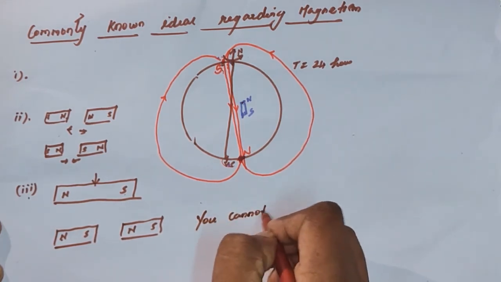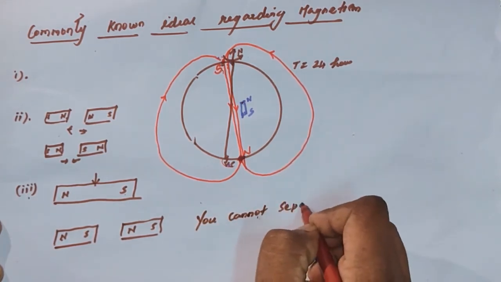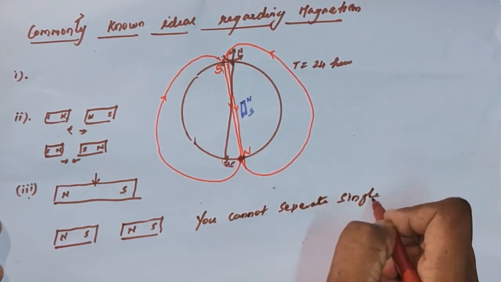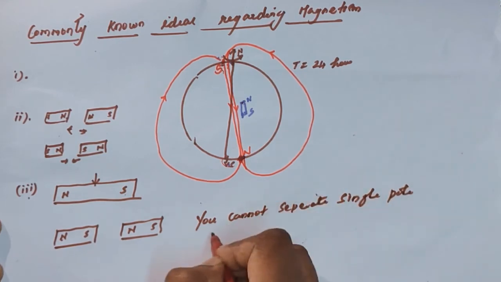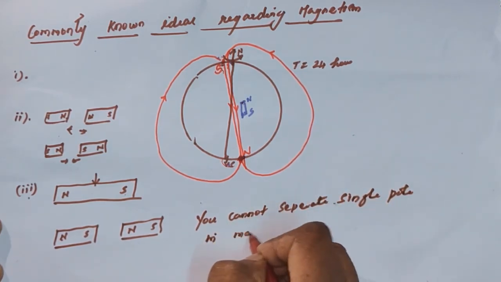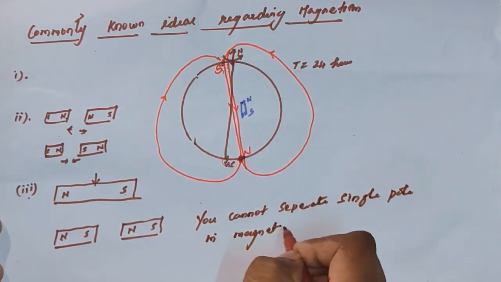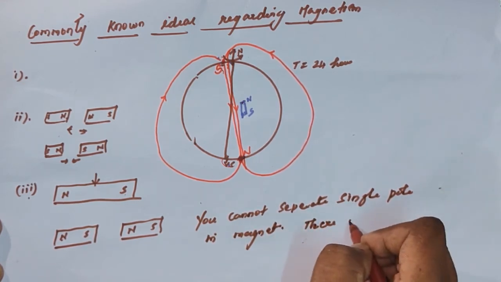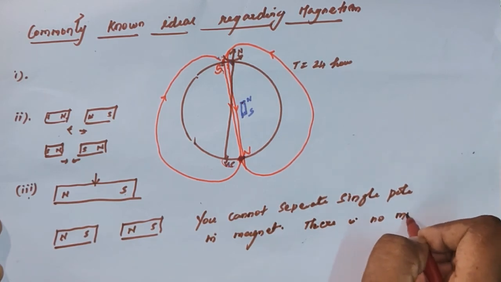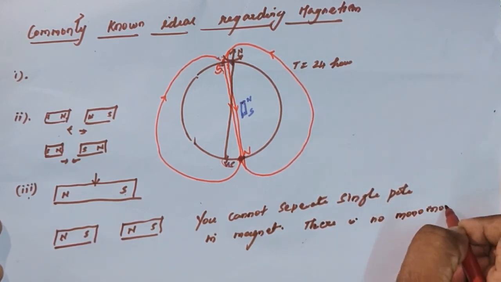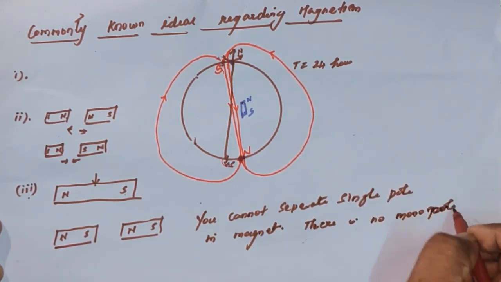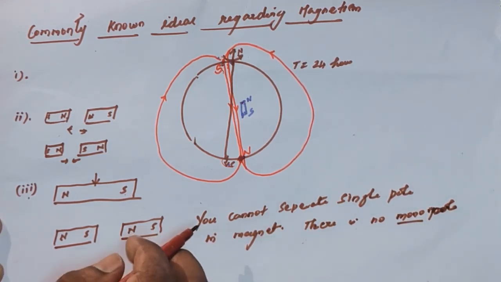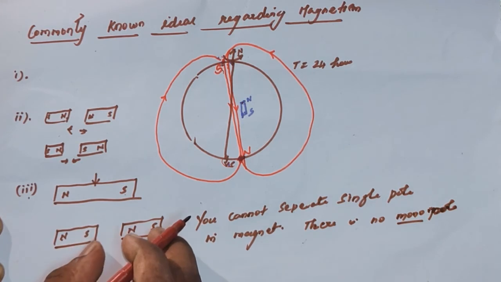That means there is no monopole like in electrostatics. Monopole means a single pole. There is no single north pole and no single south pole occurring in nature.